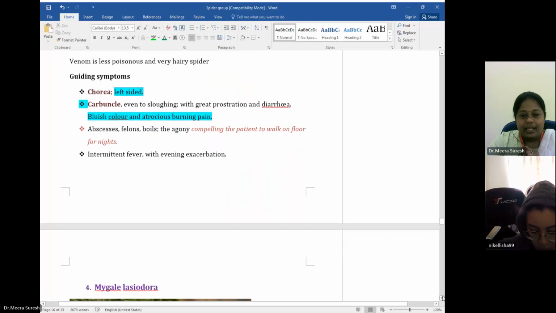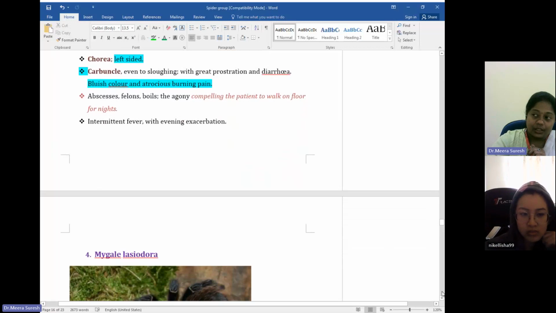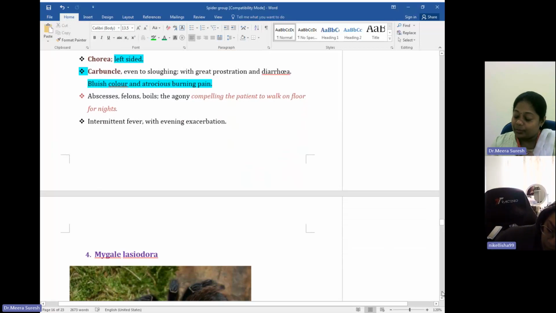That's what I told you. And this pain compels the patient to walk on the floor for nights. And if we are studying this symptom under Tarantula hispanica, we have seen that the patient will be forced to walk, but walking aggravates the symptoms. So even though the pain compels the patient to walk, it is going to aggravate the symptoms.